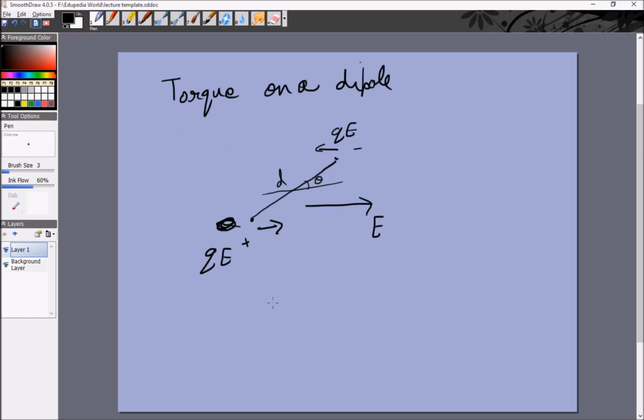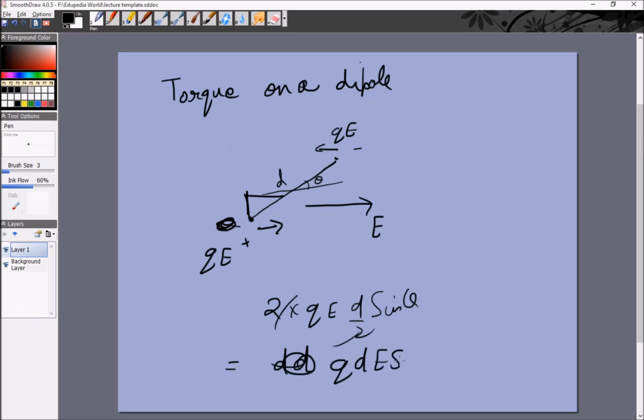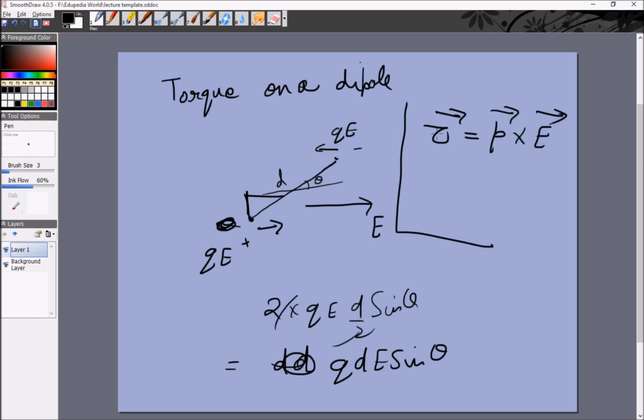The value of the torque will be 2 times QE into this distance. This distance is d by 2 sine theta, which is the same as QdE sine theta. And because it's sine theta which comes in cross product, we can actually write this vectorially as torque is equal to P cross E. This is the torque experienced by a dipole of dipole moment P in an electric field E.